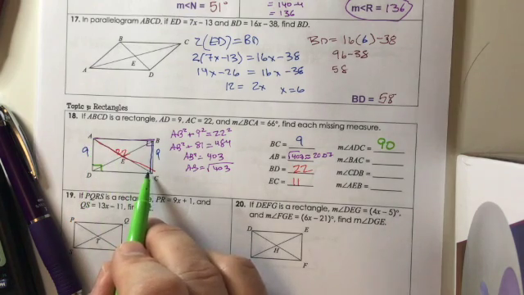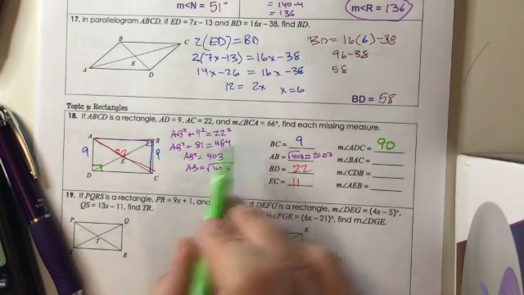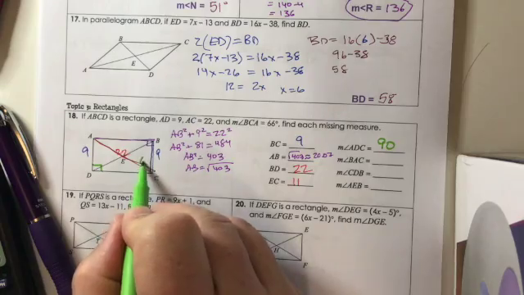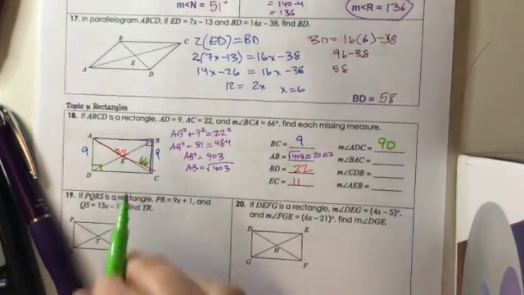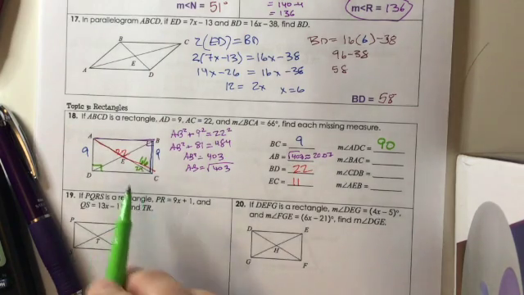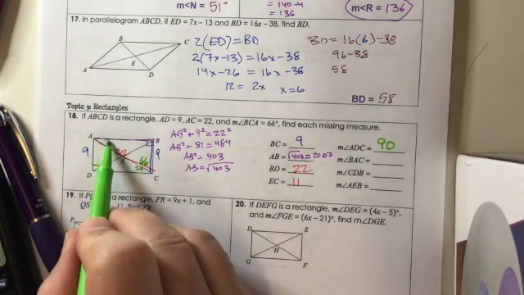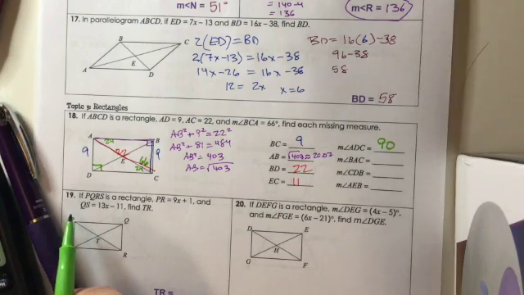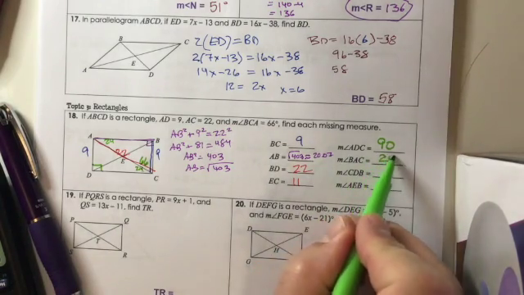BAC, they told us that BCA is 66. Okay, so if that's 66, and I know that the interior angle is 90, that means this part is 24. So 24 and this one up here are alternate interior angles, therefore that's going to be 24.